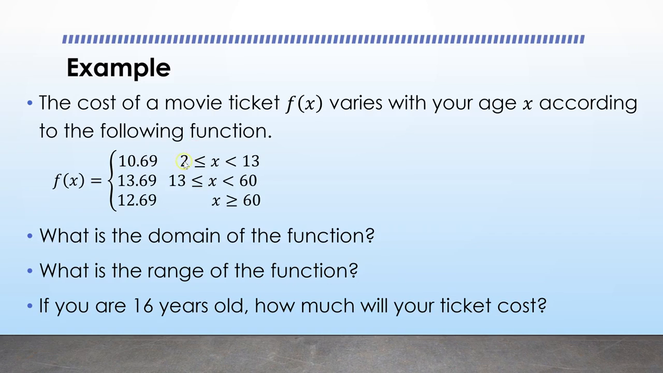So the smallest number that we have on this one goes from 2 to 13, and it doesn't include the 13, but it does include the 2. And then the next function picks up at the value of 13 and goes all the way up to 60, but does not include it because of the symbol indicated here. And then the last function is going to be used for any numbers bigger than or equal to 60. So this one continues on forever for any number bigger than that.